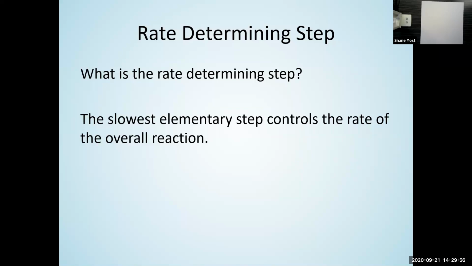So getting through that door is the rate determining step. It's the slowest step. How fast people can get out of the building is determined by how fast they can get through the door, not how fast they can get to the door. So it's just that concept: whatever is the slowest step is going to determine the overall rate for a reaction.